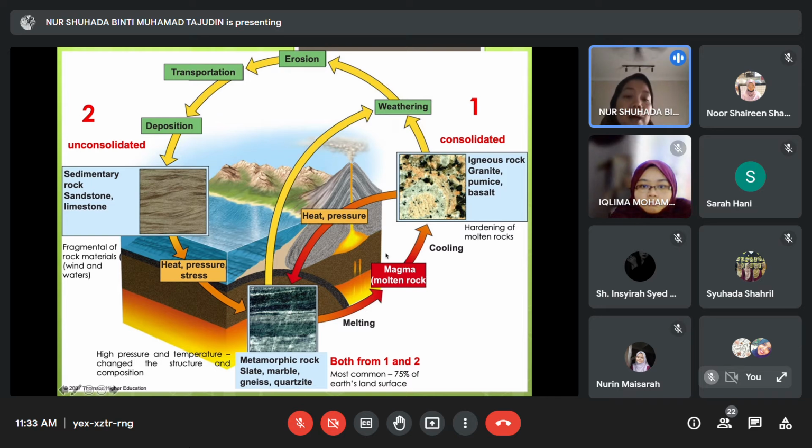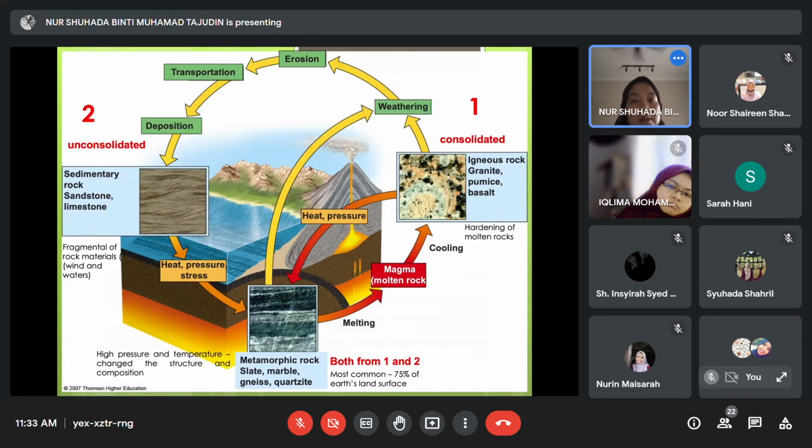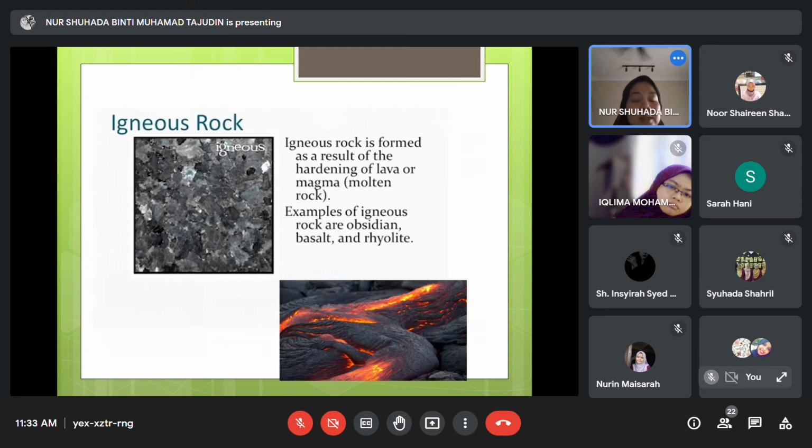Not like very easily kan, tapi it is not as hard as the igneous rock. Okay, so both of it are formed by heat and pressure, but for metamorphic rock, it is from the magma of the volcanoes. Okay, so saya explain dulu satu-satu.